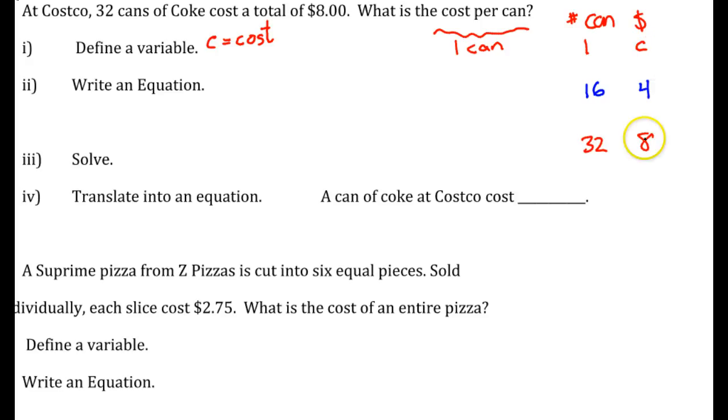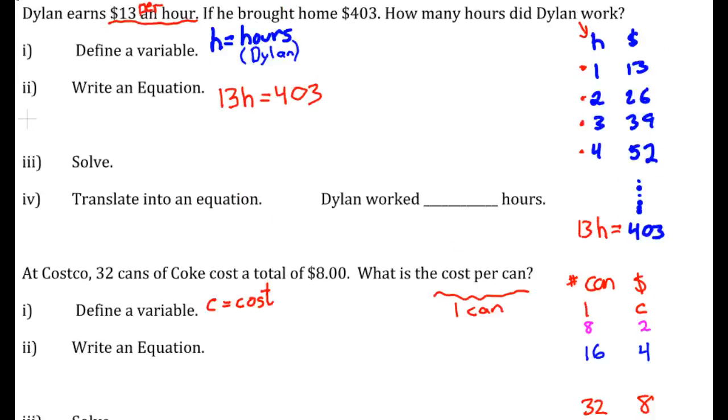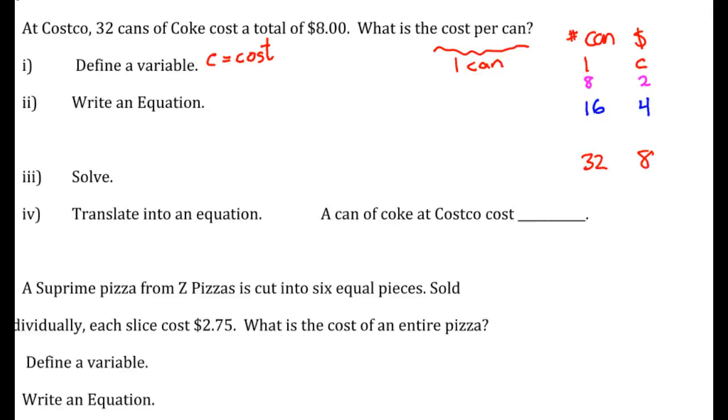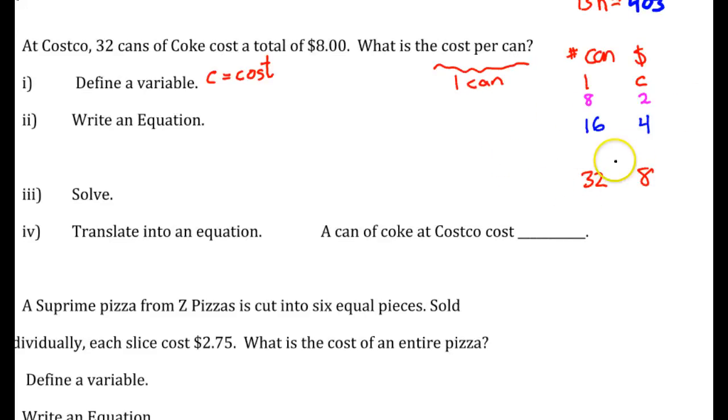Okay. So, how can we get all the way to how much 1 can costs? Half of 4 is 2 and half of 16 is 8. Okay, so now we know that 8 cans cost $2. We just need to get to 1 though. So I'm trying to figure out a pattern. Up here we could just figure out 1 times 13 to get 13, 2 times 13, 26. So is there a similar pattern here? How can I do this?